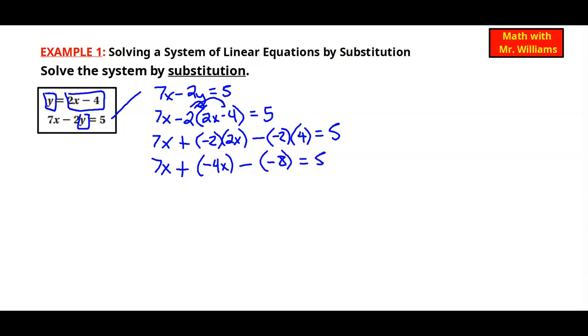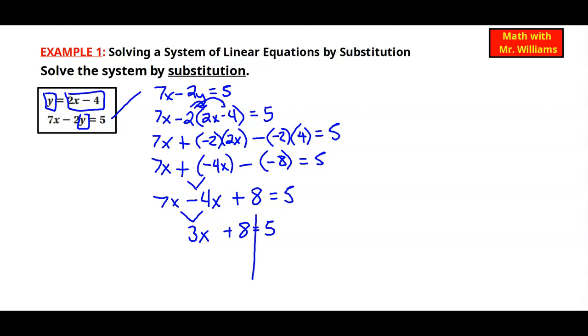I don't like to have the adding the opposite. I don't like the minus negative. So I'm going to go ahead and change those. So we have a 7x minus 4x plus, adding the opposite, I would get plus 8 equals 5. Now let's combine the 7x and 4x, giving us 3x. Bring down the plus 8 equals 5.